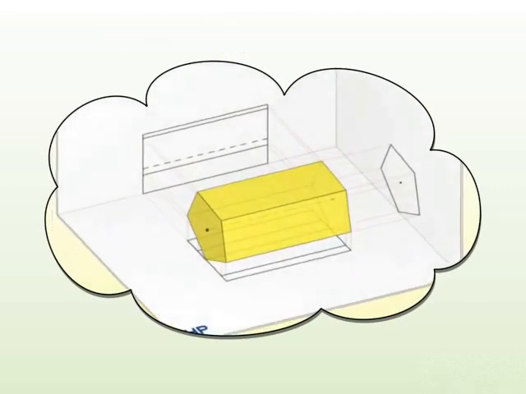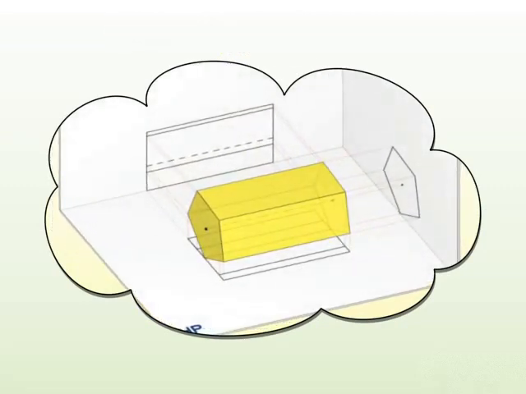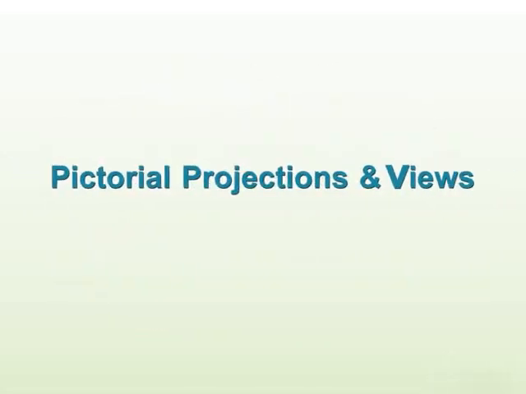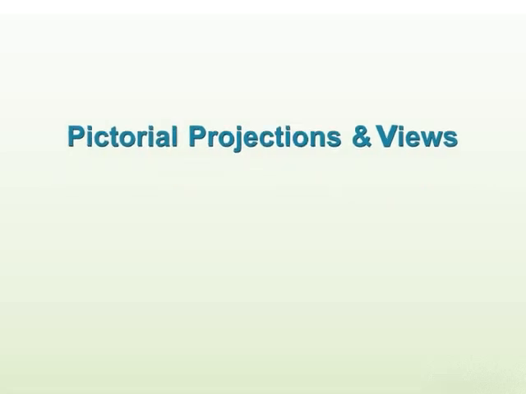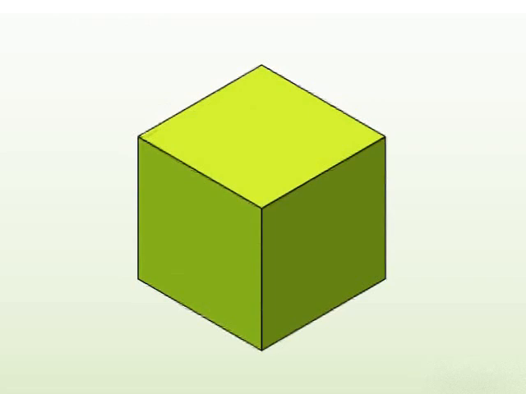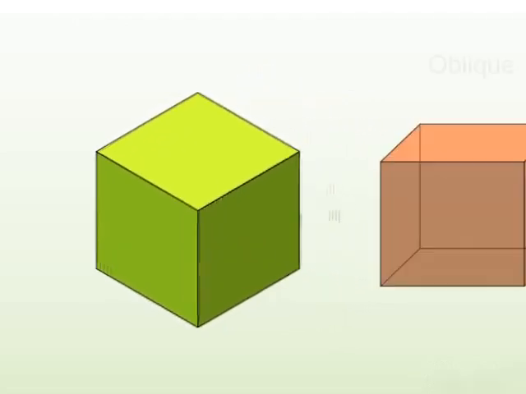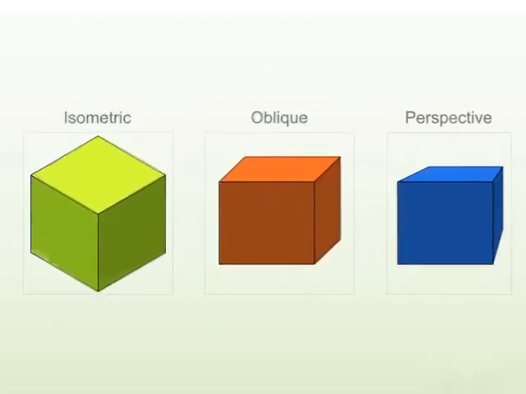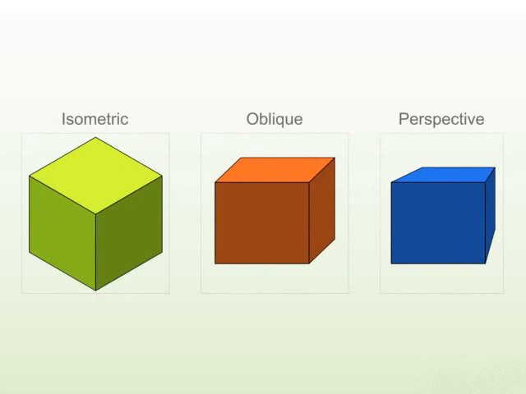Hi friends, we've practiced constructions of orthographic projections. Let's have a discussion on the concept of pictorial projection and its views. A pictorial projection is a three-dimensional view of an object as it appears physically. There are three kinds of pictorial views available: isometric, oblique and perspective.